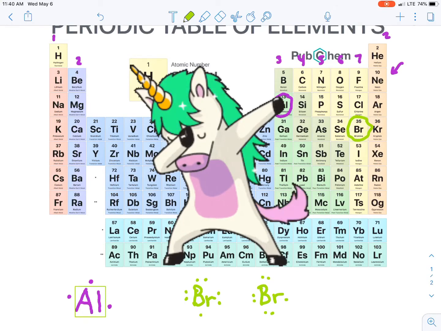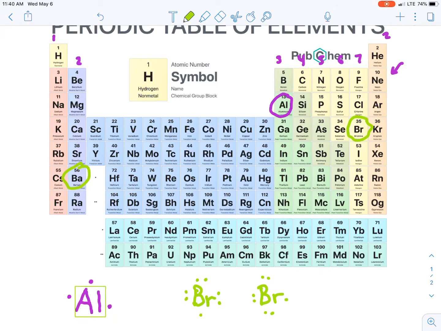Okay, you want one more? How about Ba? Ba. 2 dots. 1, 2. See, if there's just 2 dots, you just do that. Good enough. All right. Hope there's no questions with that. That's pretty simple. Okay, now we're going to draw some structures.